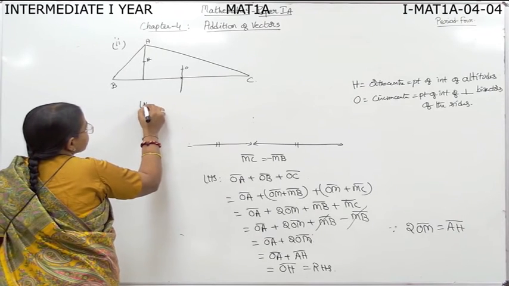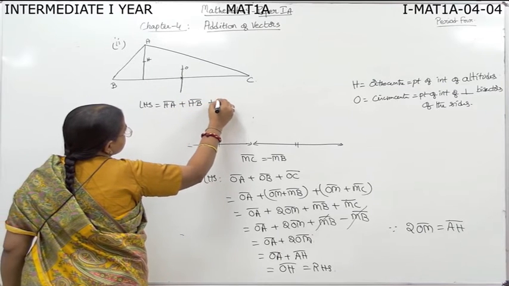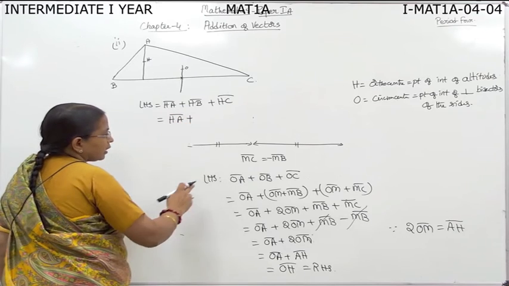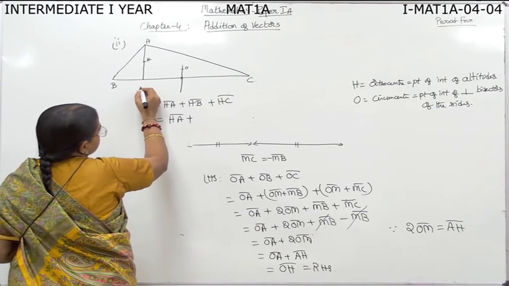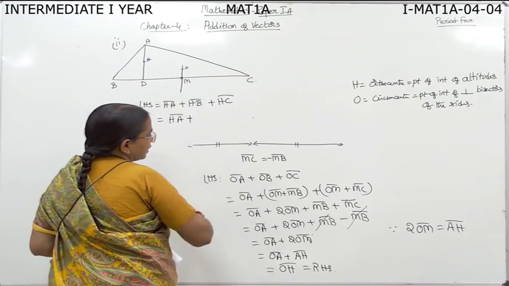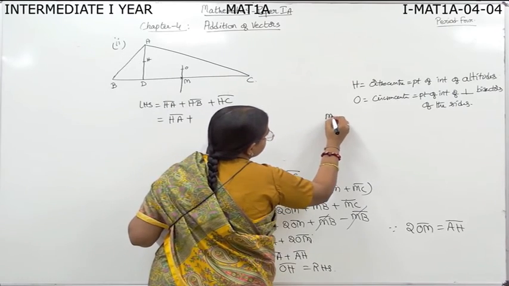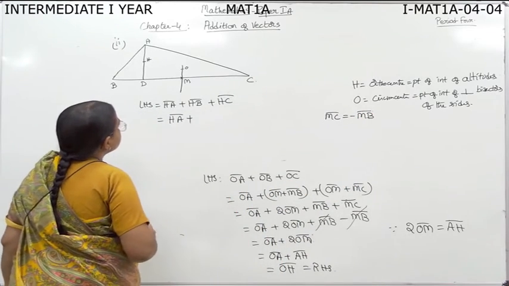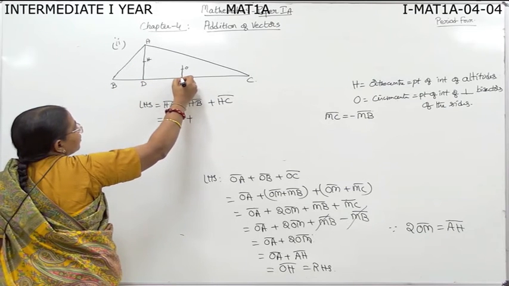We'll take the left hand side as HA plus HB plus HC. So HA plus, again we need this, MC is equal to minus MB. So we'll take this as D and this as M. We need the condition MC is equal to minus MB again. Now what is HB? HB we'll write as HM plus MB.